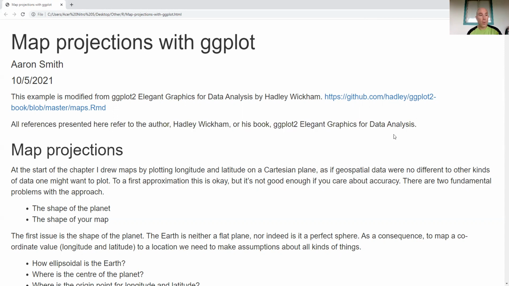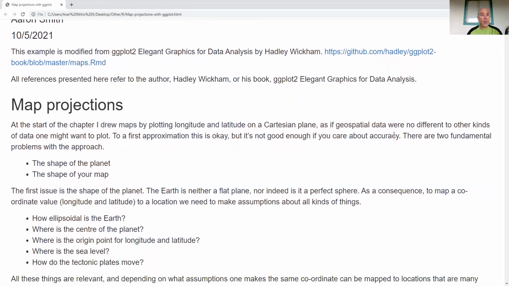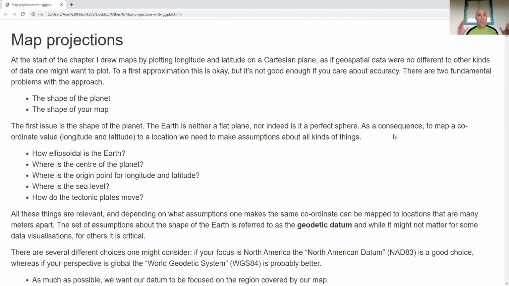All right, well, when we talk about projections, there's two things that we really need to think about: the shape of the planet and the shape of our map. So if I have the shape of the planet, we initially think of it as a sphere, much like a globe. But that's not quite right. It's actually not quite right by quite a bit.